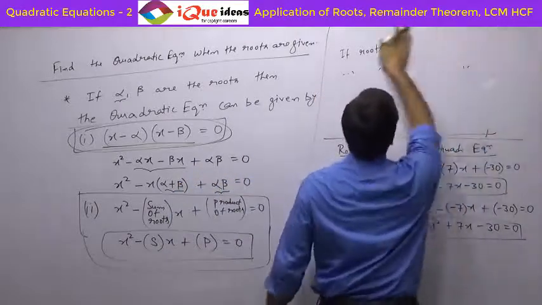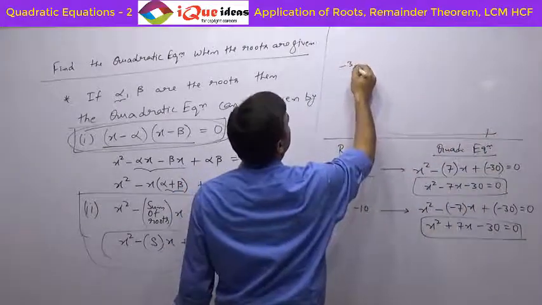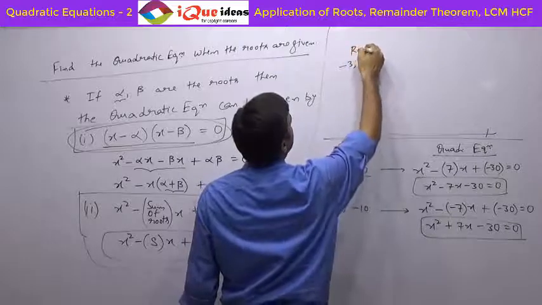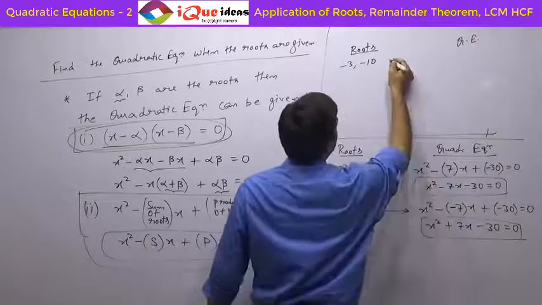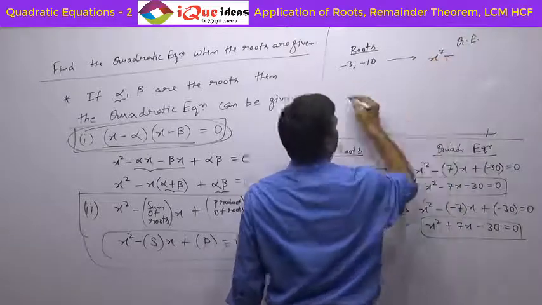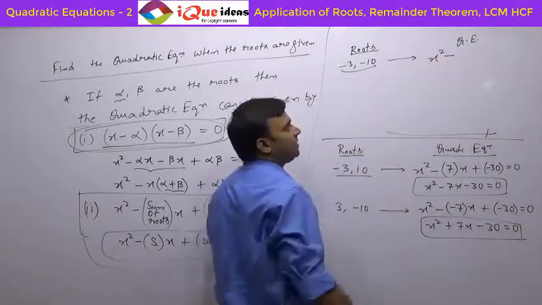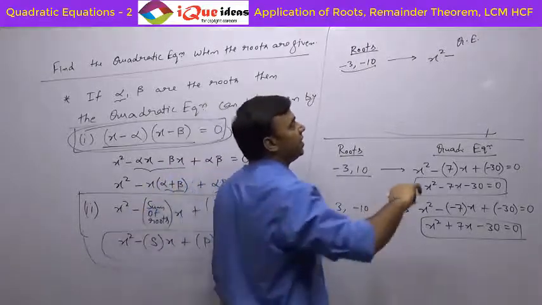If I have the roots as minus 3 and minus 10, then what will be the quadratic equation? Let's see. So it is x square minus... What is the sum of minus 3 and minus 10? The sum of minus 3 and minus 10 is minus 13.